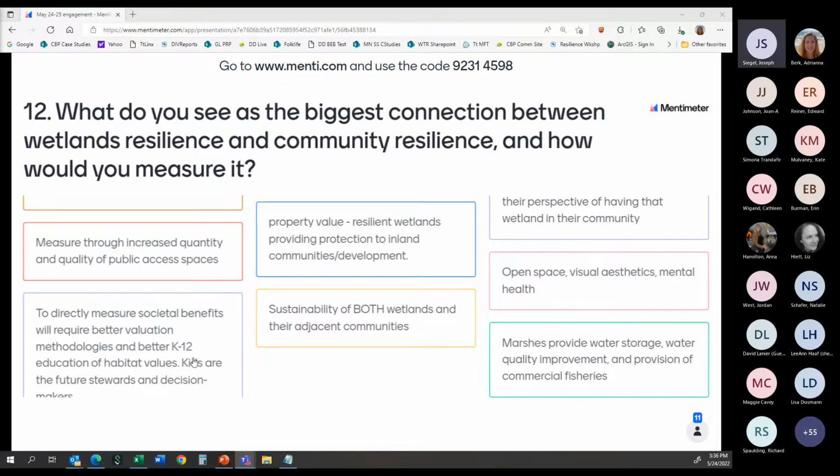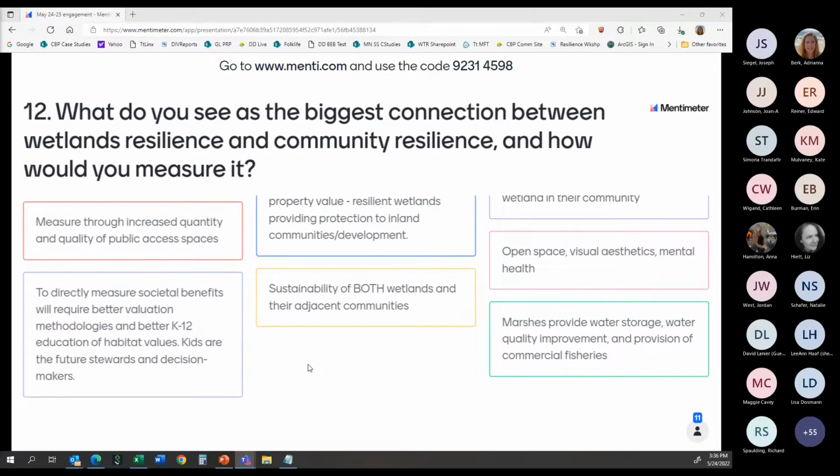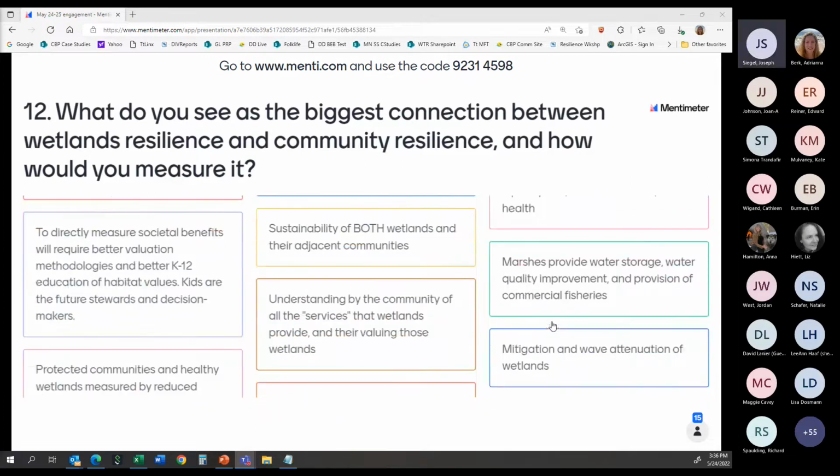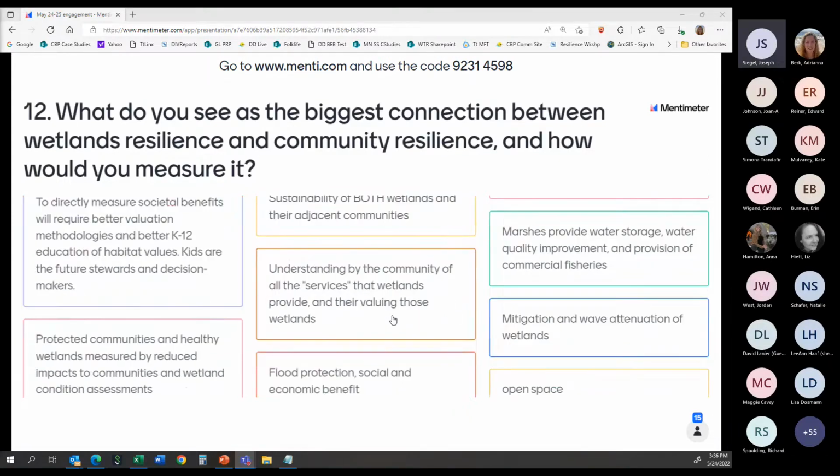Sustainability, both for wetlands and the communities. And then here's one, for measurement, measure societal benefits will require better valuation methodologies and better K-12 education of habitat values. I love this. Kids are the future stewards and the decision makers. So marshes provide water storage, water quality improvement, and provision of commercial fisheries. Understanding by the community of all the services that wetlands provide and their valuing of those wetlands.